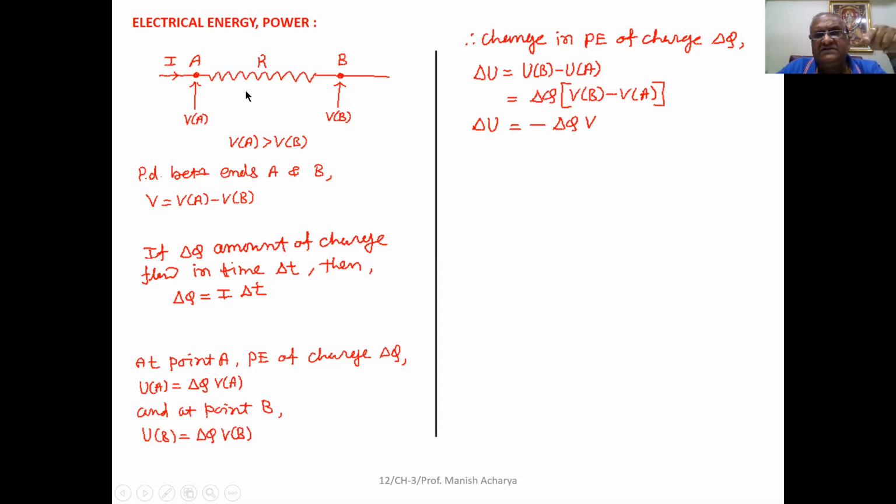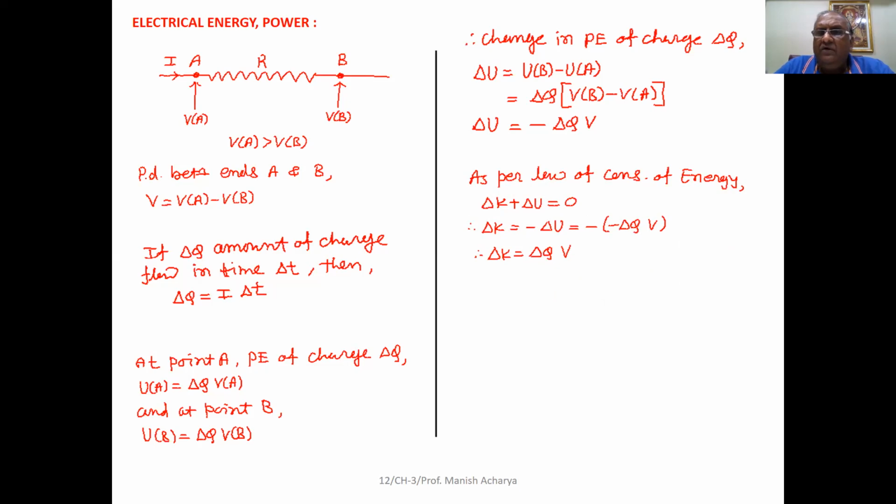Therefore, when this charge delta Q is transferred from terminal A to terminal B, the change in its potential energy delta U is equal to UB minus UA, which is equal to delta Q into (VB minus VA). But VB minus VA is minus V. So delta U equal to minus delta Q into V. Clear up to this one?